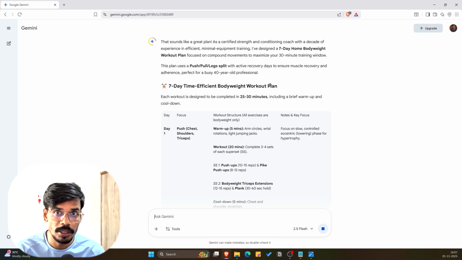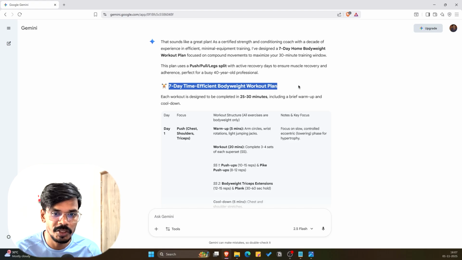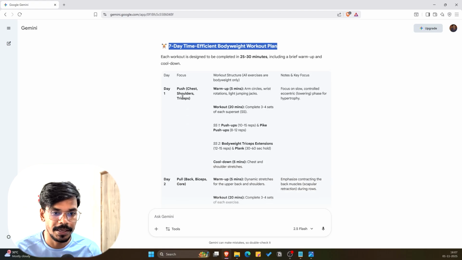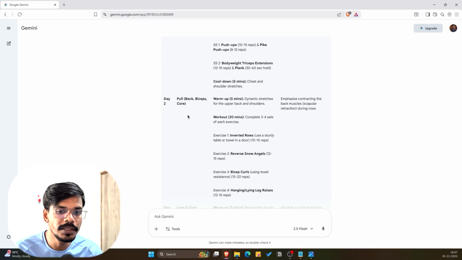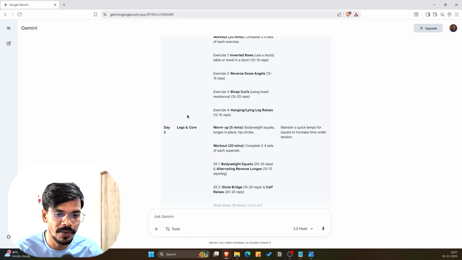So this is the output that we are currently getting from the LLM. Here you can see it has given us the 7-day efficient bodyweight workout plan. It has given us a daily workout plan. For example, on day 1: push, chest, shoulders and triceps. What are the warm-ups, and how much time you need to spend. So now this specific answer is very specific to what you have asked for.